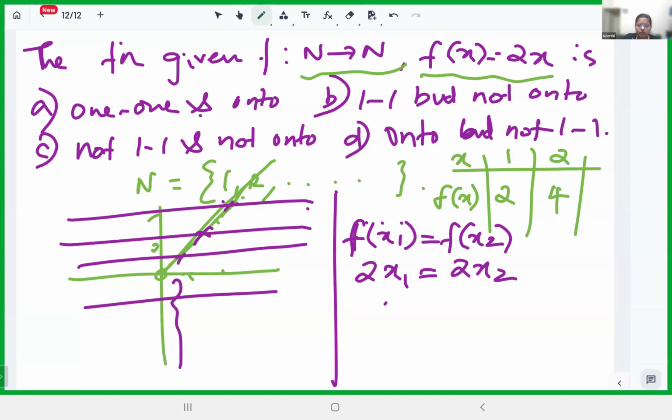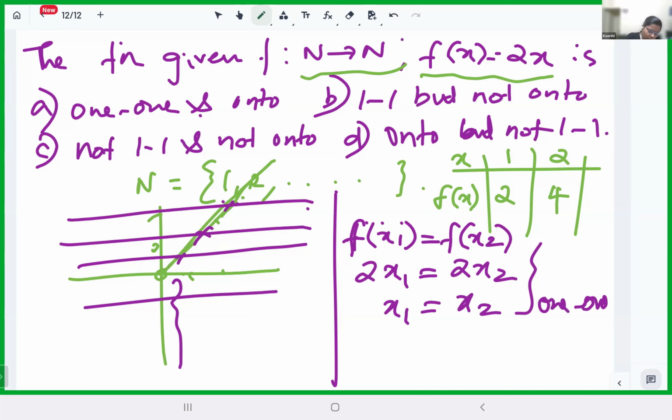Right? x1 is equal to x2. All right. So from this, what can you say? It is 1-1. It is a 1-1 function. Now, what about onto function?